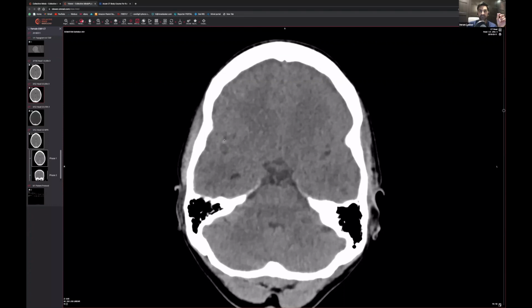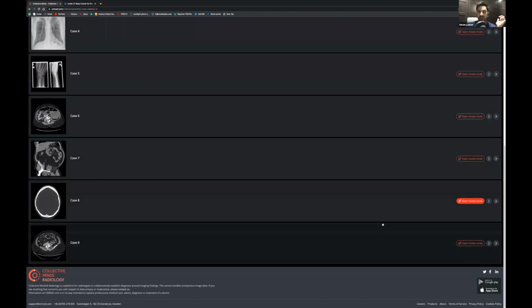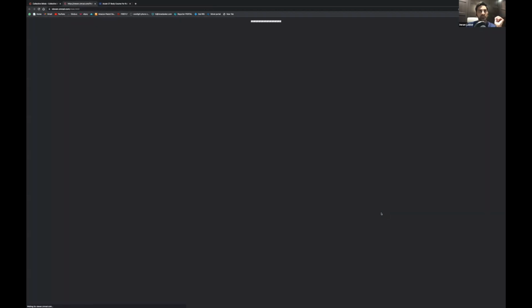I've seen better versions, but hopefully you can appreciate that by changing the windowing, you're giving yourself a better chance of spotting the abnormality rather than just flicking through and hoping you see something.